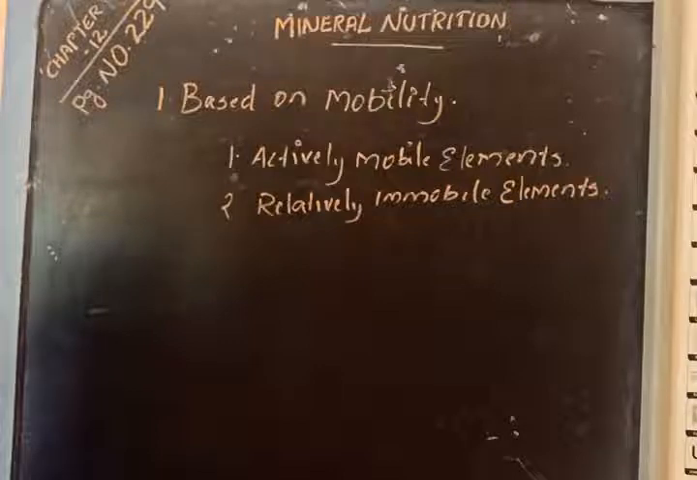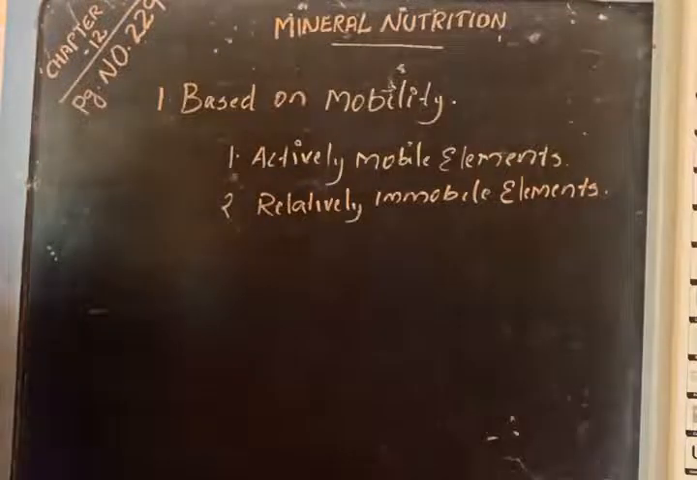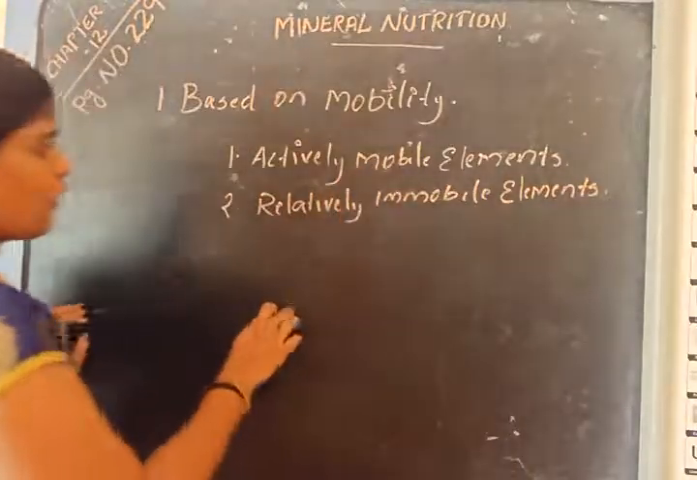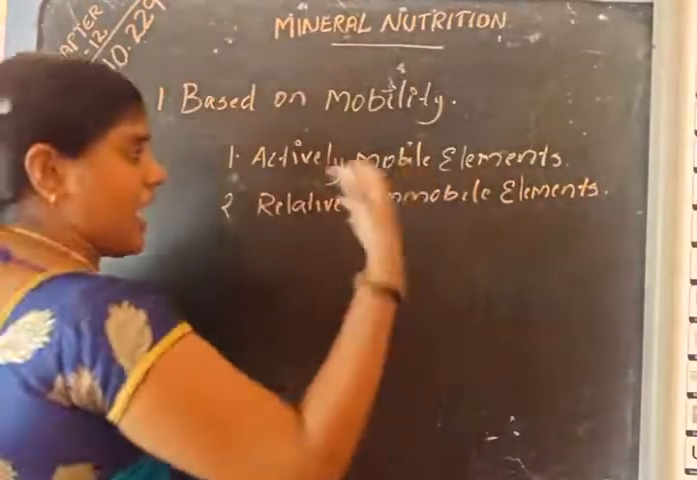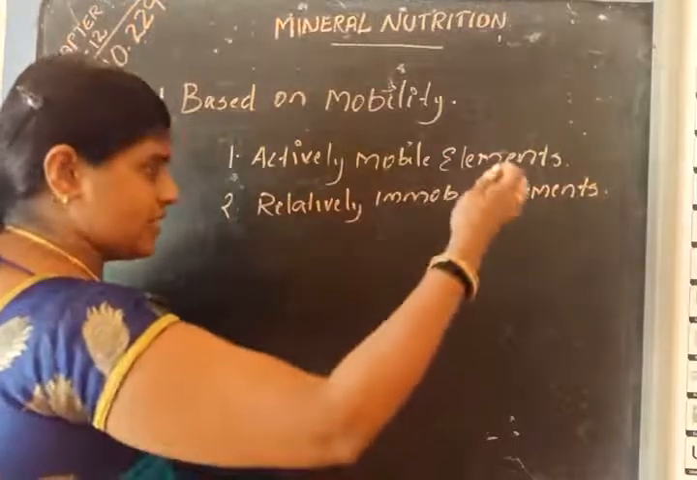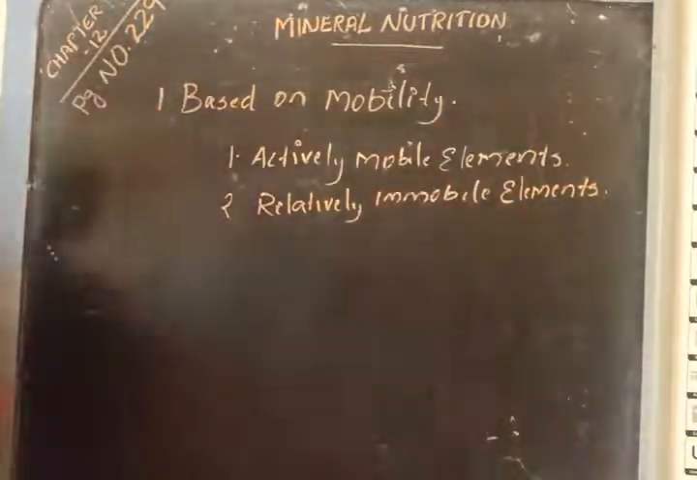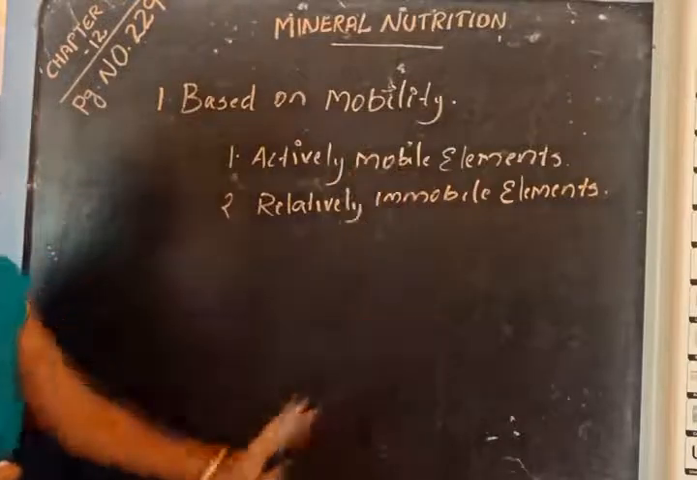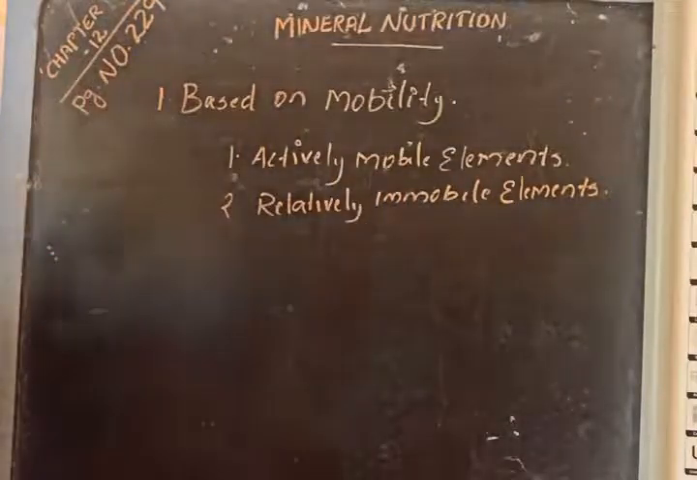Actively mobile elements include nitrogen, phosphorus, potassium, magnesium, chlorine, sodium, zinc and molybdenum. The deficiency in these elements first appears on old and senescent leaves due to the active movement of minerals to younger leaves. So the deficiency in these elements may first appear in the older leaves rather than the younger leaves.